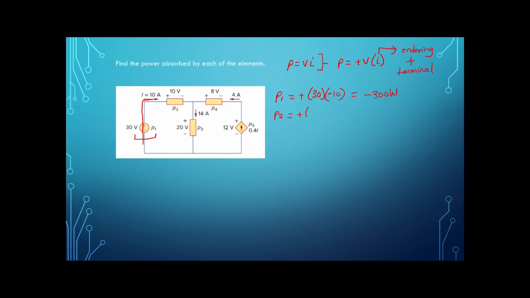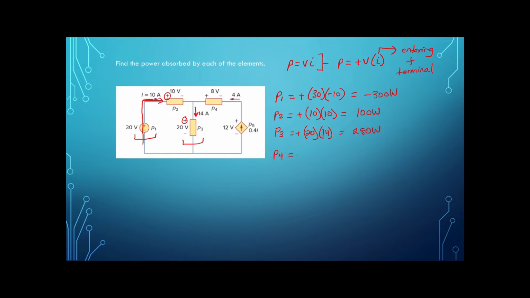P2 is equal to positive, and then times the voltage, which is 10 volts, times the current entering the positive terminal. So this is the positive terminal, and we have 10 amps entering. So we multiply that by 10, which gives us a positive 100 watts. So P3 is equal to positive, and then the voltage, which is 20 volts, times the current entering the positive terminal. So there's the positive terminal, and we have a 14 amps entering. So multiply that by 14, and that gives us 280 watts.